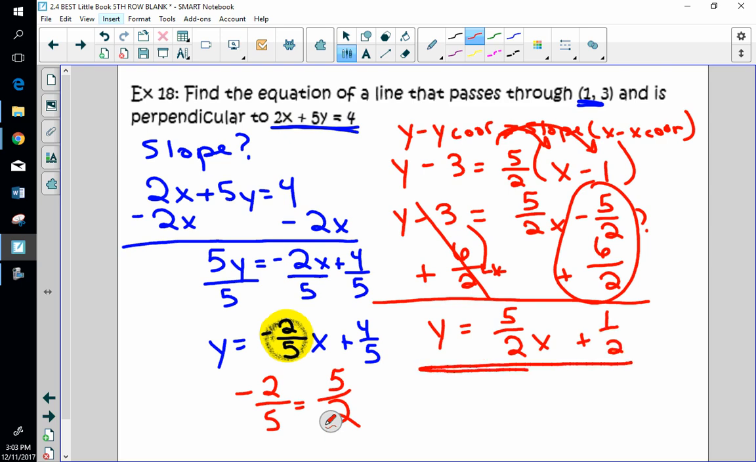You will see you get the same exact equation that we did when we did it the green method, or the y equals mx plus b. You will get y equals 5/2 x plus 1/2.